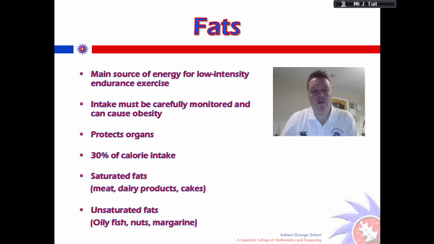It should be roughly 30% of the calorie intake, as it says there, and we've got 2 types of fats: saturated and unsaturated fats. And you can see there the different food types that make up those different fats.